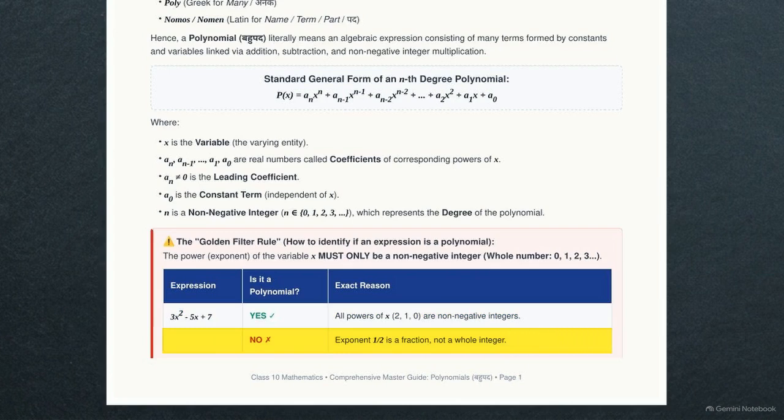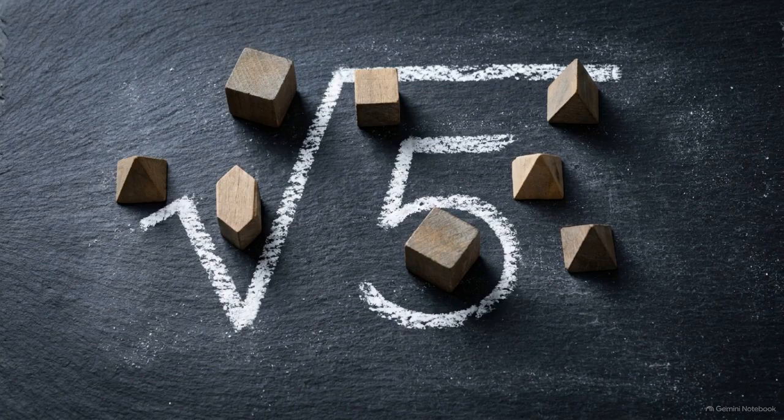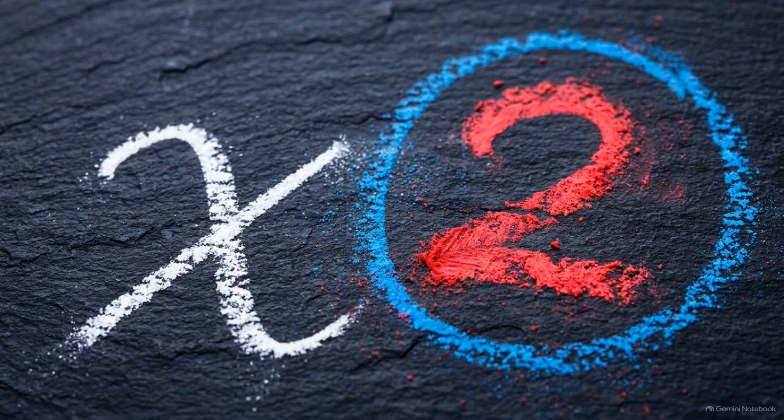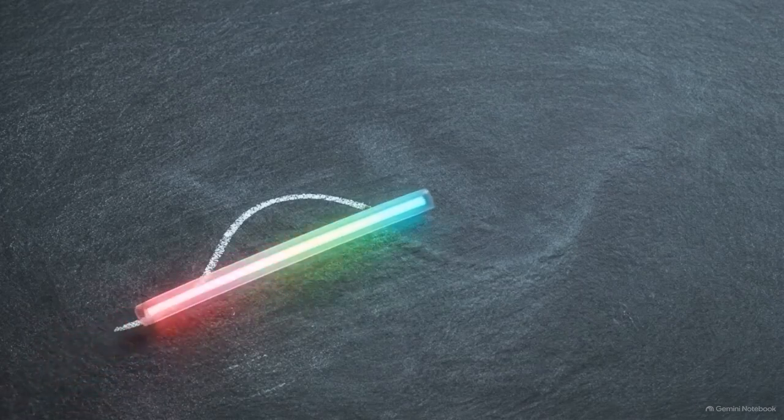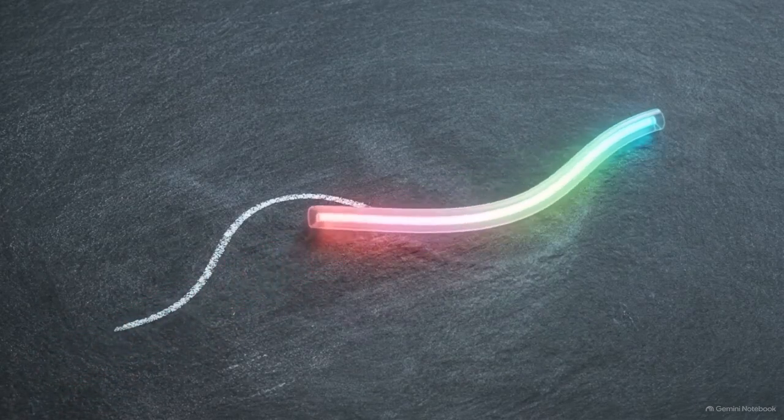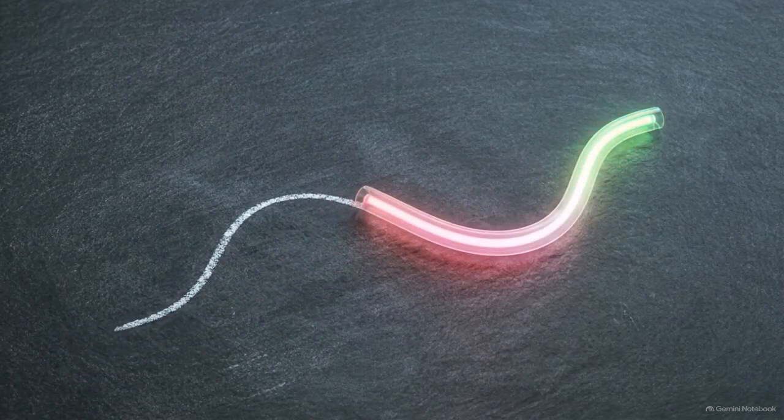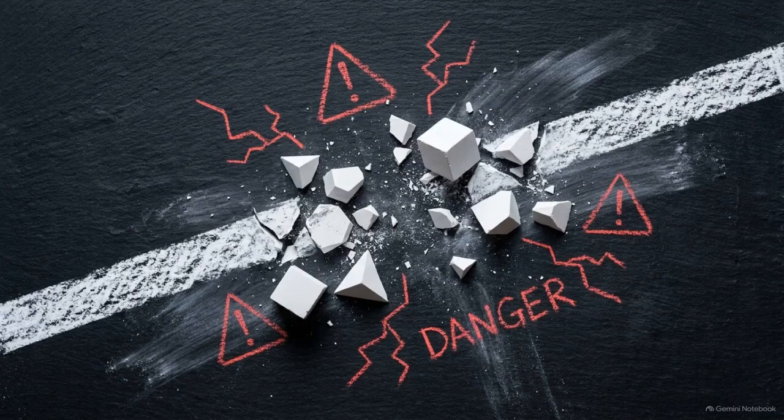Conversely, an expression fails immediately if it contains a fractional exponent, like 1/2, or a negative exponent. The coefficients attached to the variables are free to be irrational numbers, like the square root of 5. The restriction applies exclusively to the exponents. Forcing exponents to remain whole, non-negative numbers ensures the resulting geometric curve will always be continuous and smooth, without sudden tears or breaks in physical space.